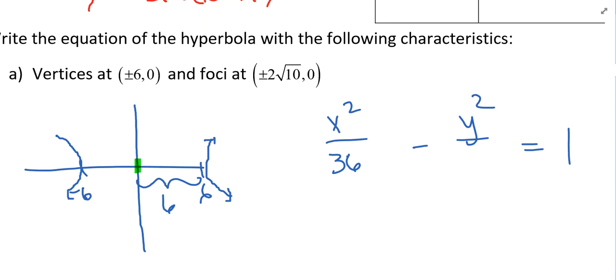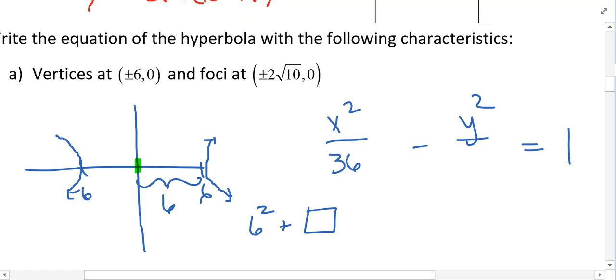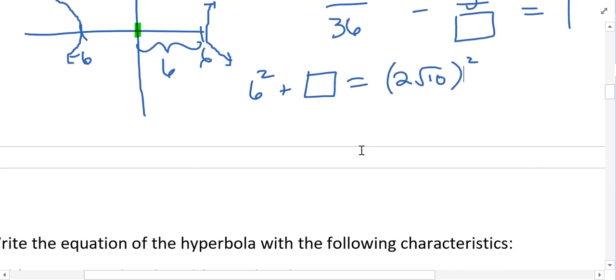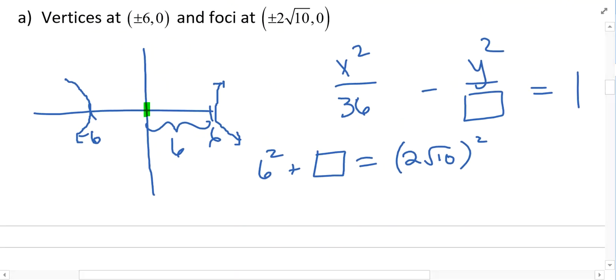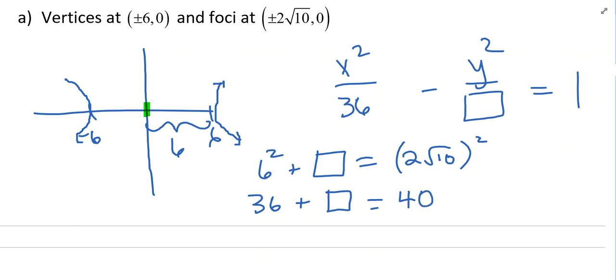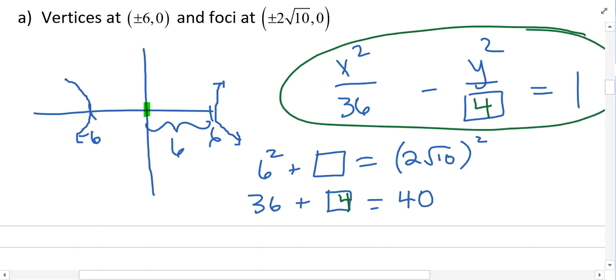Now I need to do the foci. I know that 6 squared plus whatever's going to go in this box, and I'm just placing a box there for a moment as an unknown, you could also use a variable if you wanted to, 6 squared plus something is going to give me 2 root 10 quantity squared. So 6 squared is 36 plus something is going to give me 40. Well, that something is 4. So that's going to be 4 right there. Final answer.